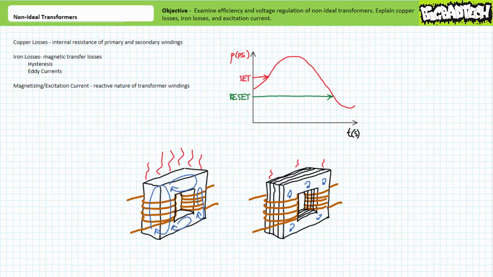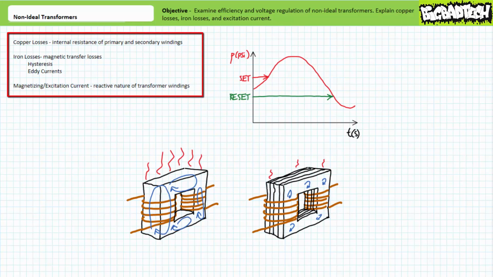Additionally, we'll learn that transformers, even those not supplying power to a load on the secondary, always draw current, and as such, might exhibit losses even in the standby mode. In summary, copper losses explain transformer inefficiencies due to small but measurable winding resistance. Iron losses account for losses in the magnetic transfer of power due to hysteresis and eddy currents. And finally, magnetizing or excitation current accounts for the reactive nature of a transformer.